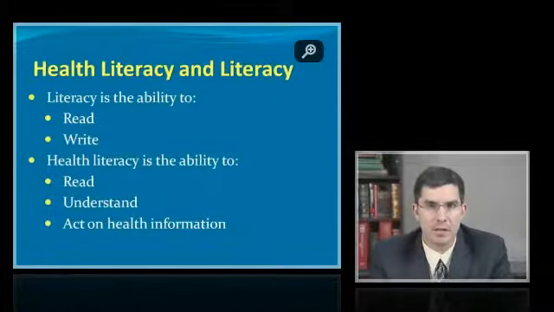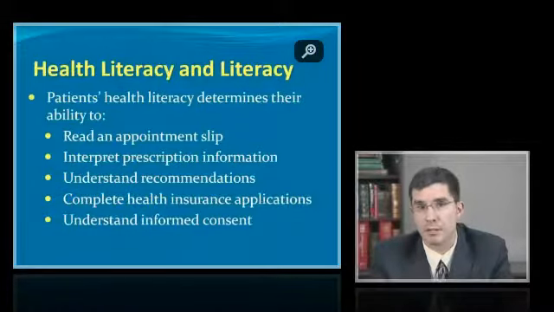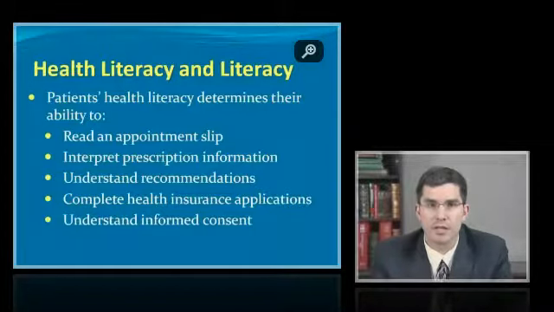Literacy is the ability to read and write, but health literacy is something different. It's the ability to read, understand, and act on health information. And a patient's health literacy determines their ability to do things like read an appointment slip, interpret prescription information, understand recommendations, complete health insurance applications, and understand informed consent.